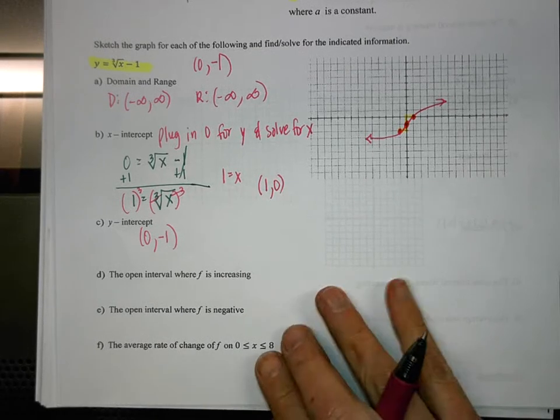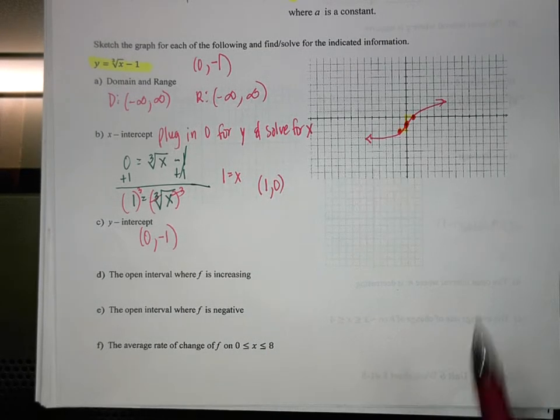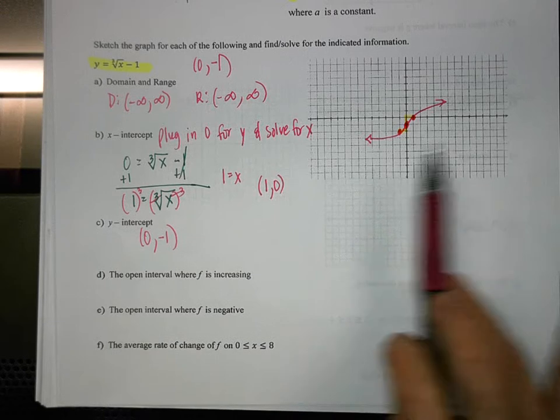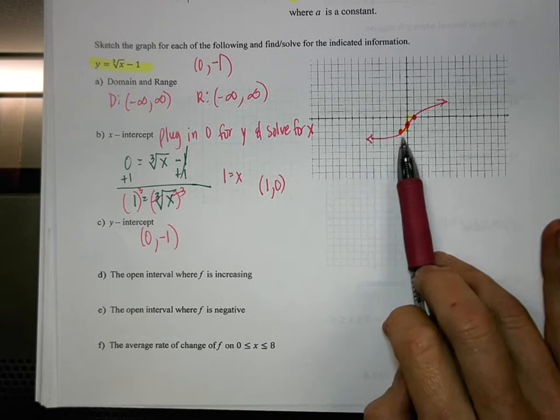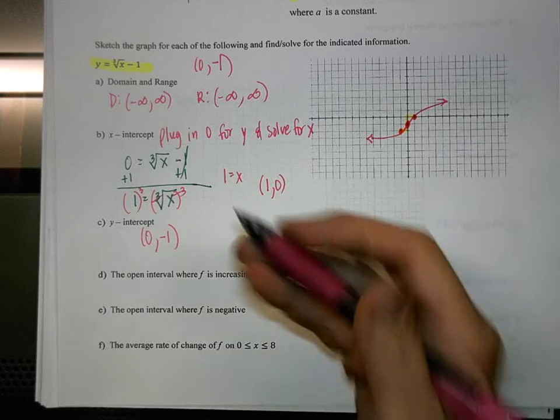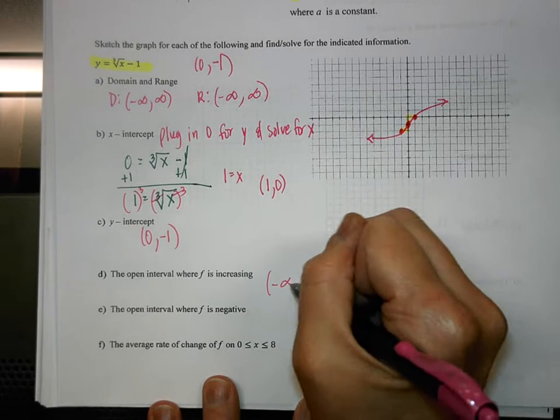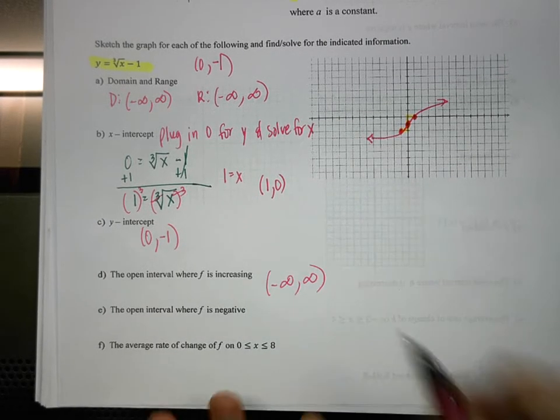Okay, the open interval where f is increasing. You can check this by starting at the left side, and the whole graph is increasing. So that's from negative infinity to positive infinity.